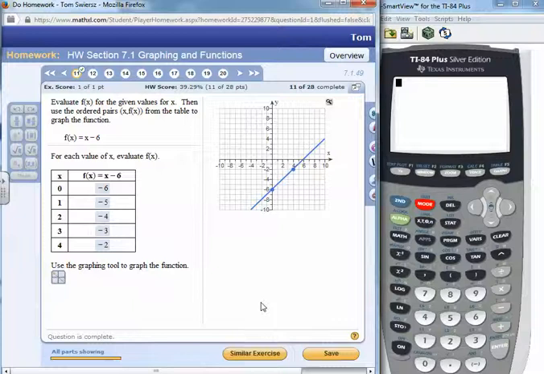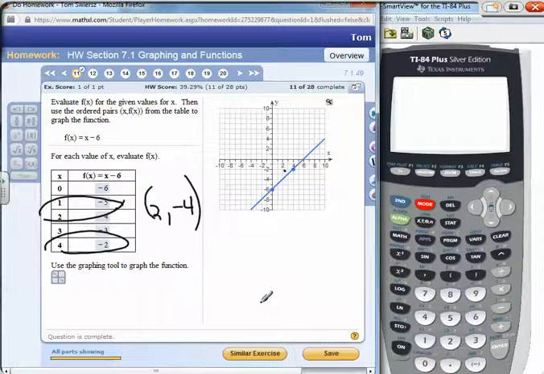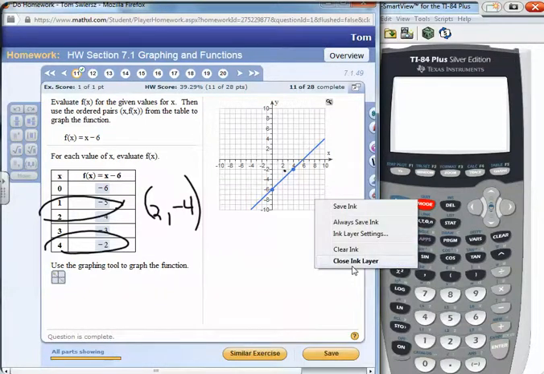So notice, any of the points I could pick, 0, negative 6, I picked 4, negative 2. Notice if I would have picked 2, negative 4, this one right here, I would go over 2, down 4, and I'd be right there on the line also. So any of these points, 1, negative 5, over 1, down 5, we're on the line. So any of those 5 points, plot them, and you get the straight line, and you'll get the correct answer.